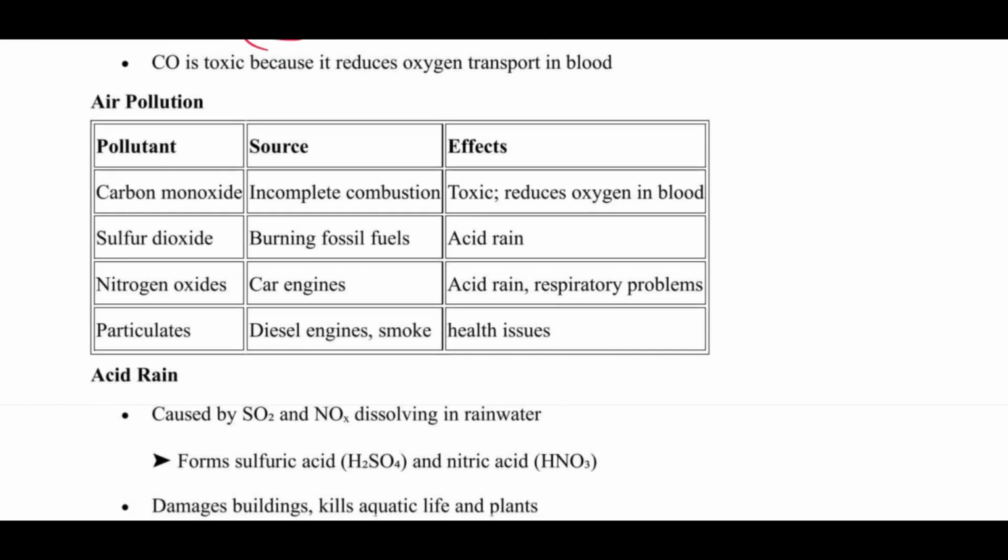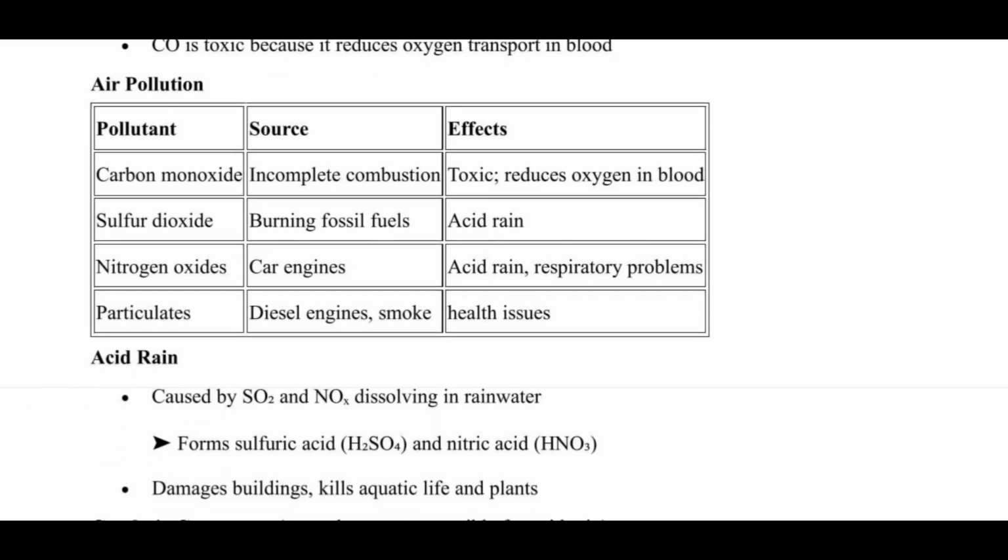Now, let's see the main air pollutants one by one. First, we have already discussed carbon monoxide. Carbon monoxide and carbon dioxide are both pollutants. Carbon monoxide: what is the source? It's incomplete combustion. What is the effect? It is toxic for human health.